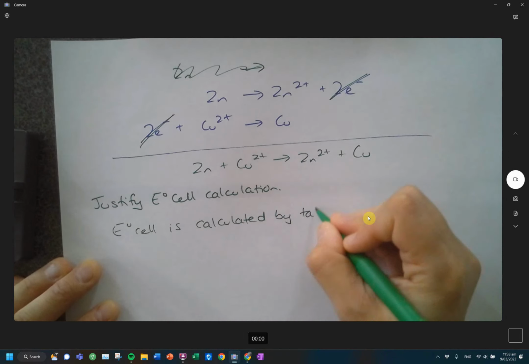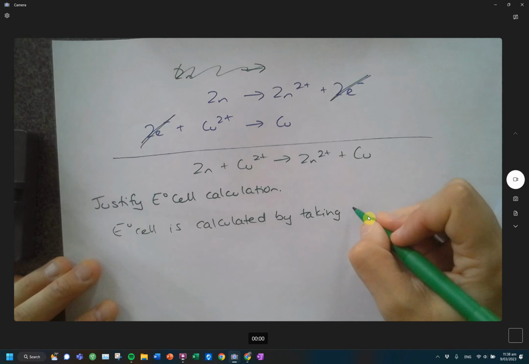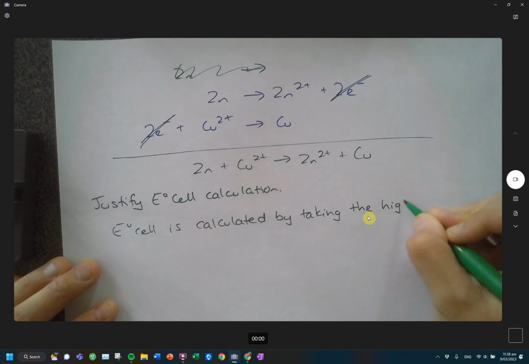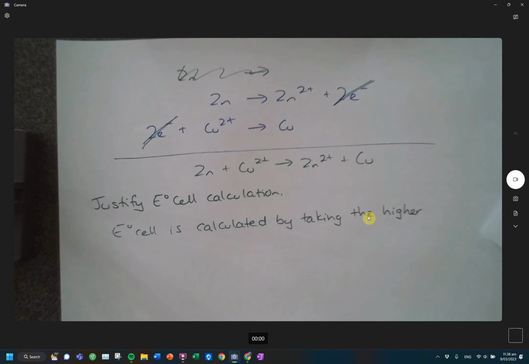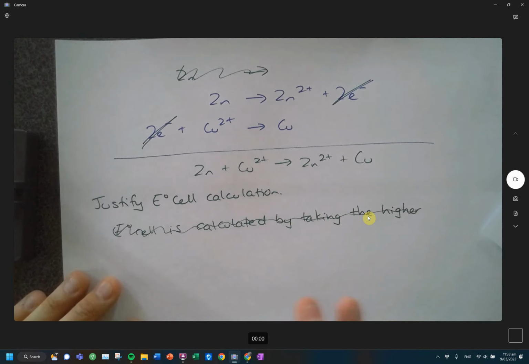by taking the higher, actually, do I want to say it? Hold on, I don't think I like that sentence. Nah. Sorry, don't like that sentence. Let me start over. All right.